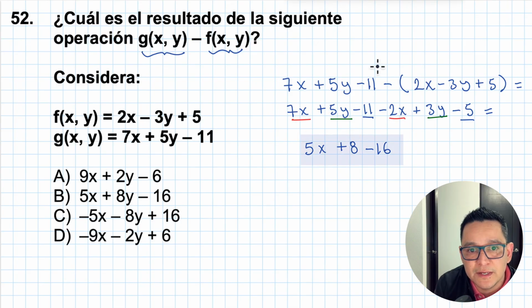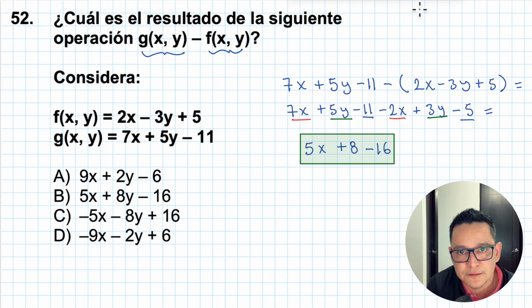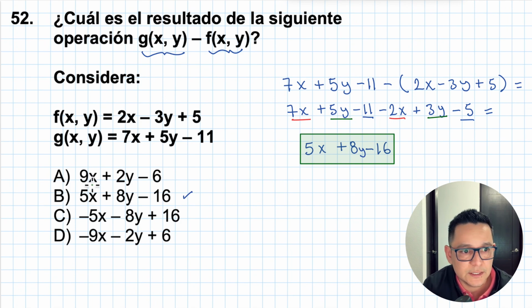Well, let me change the color because I've been marking with green. Ah, well, you can kind of see it there. So the solution is 5x plus 8. Sorry, I missed the y here. 8y, let me put it in blue, minus 16. Where is that? 5x plus 8y minus 16, is it this one? So the correct answer is option B. We mark it. There it is.